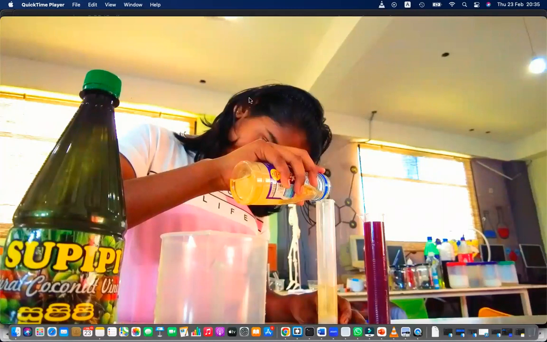I'll share the address with you. That is number 10, Baduragoda Road, Veyangoda. So that is nearby the Veyangoda Dam Road. Right? So this is very important to you. So try to come to the center and do your practicals.